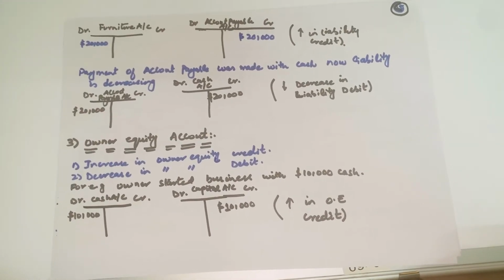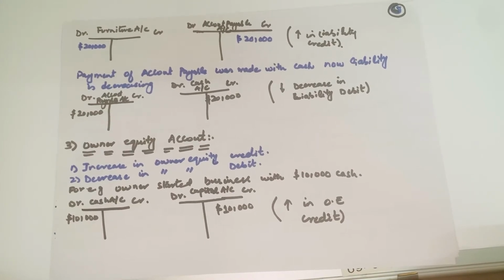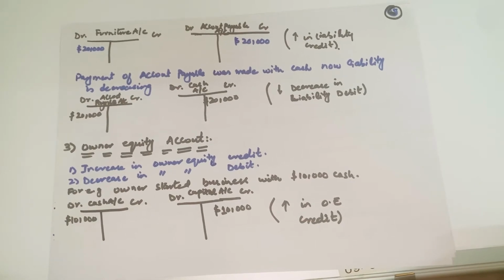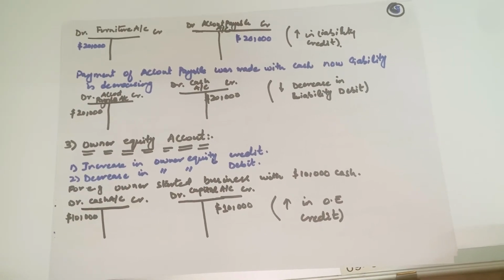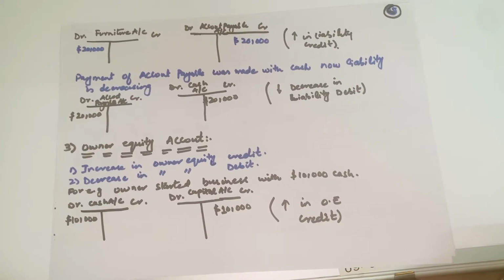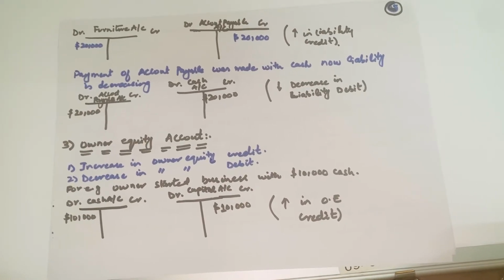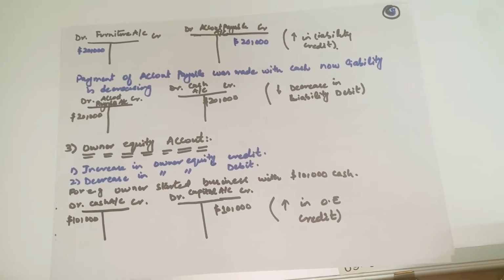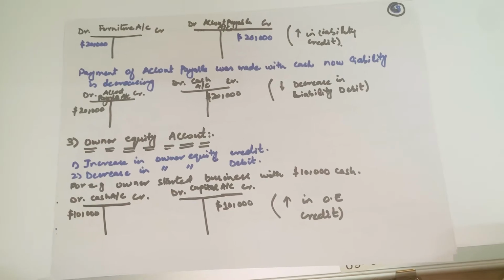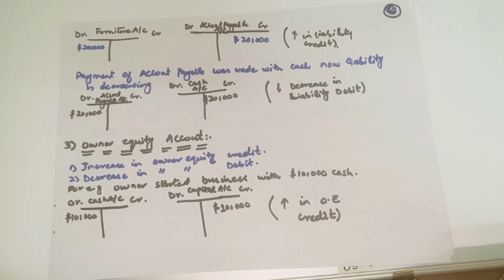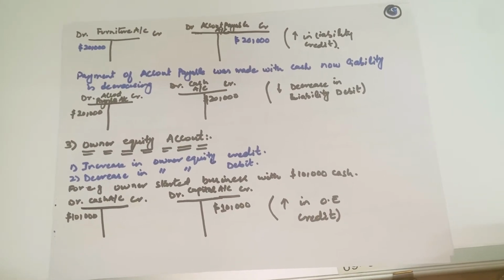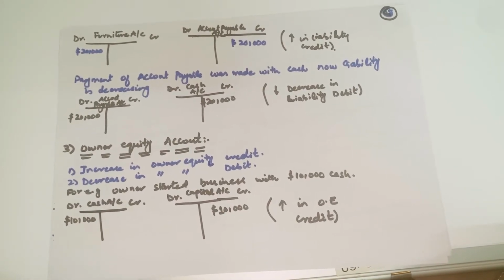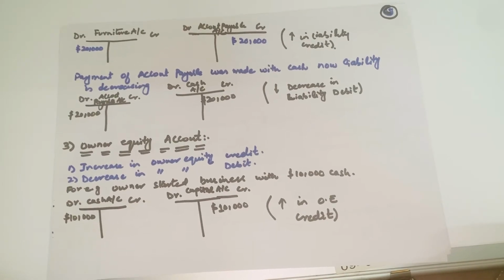Now as we make the payment of the accounts payable with cash, our liability is decreasing, and any decrease in the liability will be debit. So here we will again make two accounts. We pay the liability through cash, so our cash is decreasing, and any decrease in asset will be credit. So in the cash account we will write 20,000 on the credit side, and here our liability is also decreasing as we are making the payment of the accounts payable. So any decrease in the liability will be recorded on the debit side.